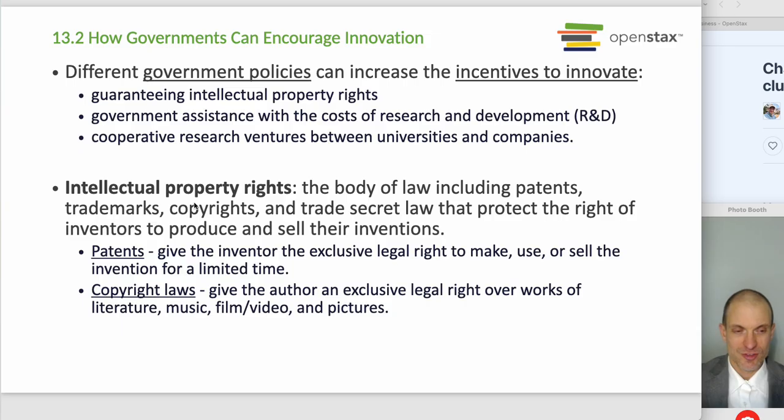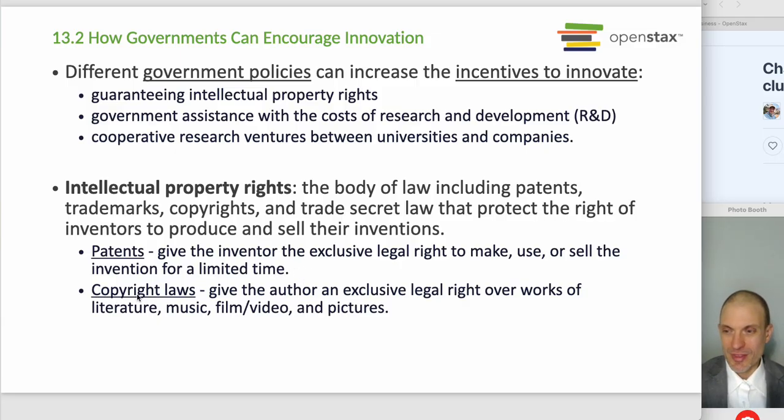Intellectual property rights, so IP, is the body of law including patents, trademarks, copyrights, and trade secret law that protect the right of inventors to produce and sell their innovations. So patents give the inventor an exclusive legal right to make, use, or sell the invention for a limited time. In the US, there's two different types of patents. One is like 14 years and the other is like 20 years. I forget. It's like product and process, whatever.